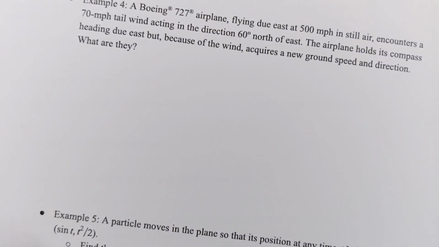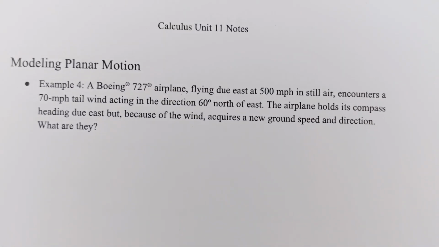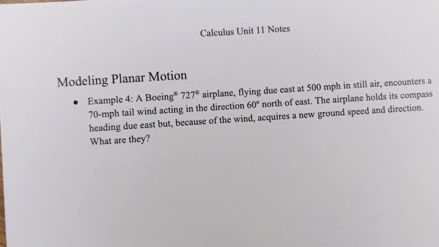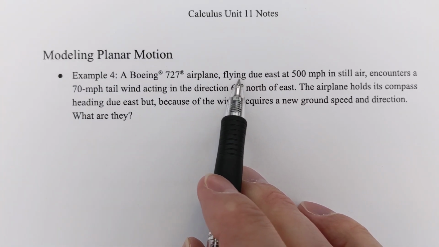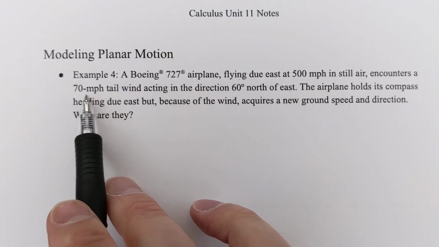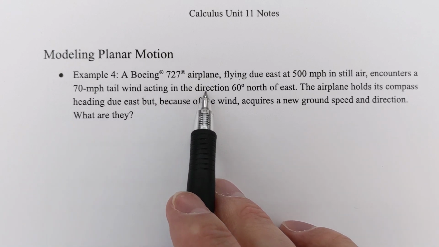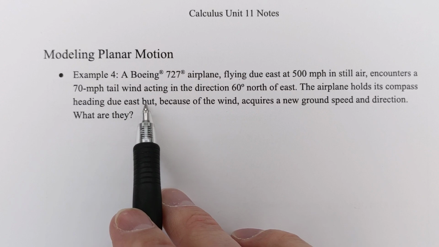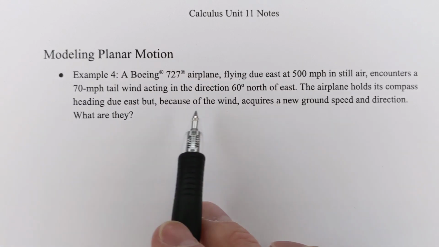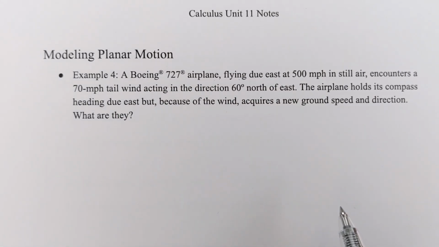Okie dokie. So modeling some planar motion. Example 4 here. A Boeing 727 airplane flying due east at 500 miles per hour in still air encounters a 70 mile per hour tailwind acting in a direction 60 degrees north of east. The plane holds its compass heading due east, but because of the wind acquires a new ground speed and direction. What are they?